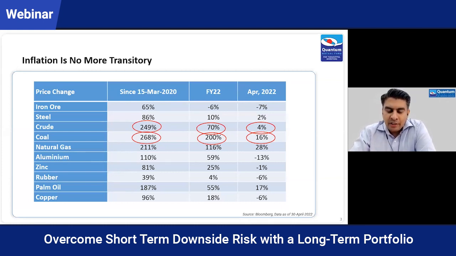What has accelerated that inflation is also the Russia-Ukraine war, where supplies of certain commodities like crude, aluminum, etc., or agricultural commodities have been hampered. So inflation continues to persist, with a very high degree of inflation on a year-on-year basis.